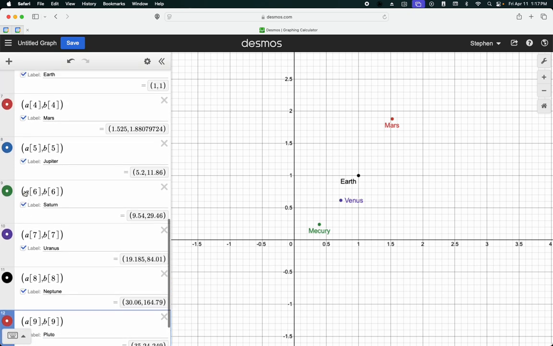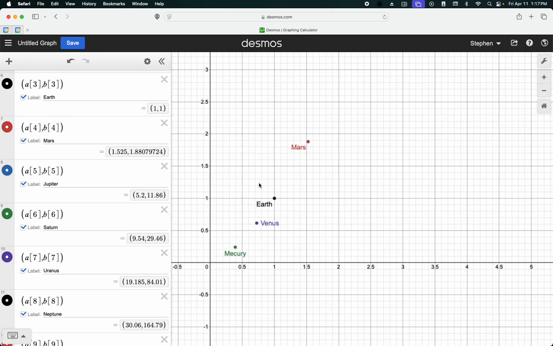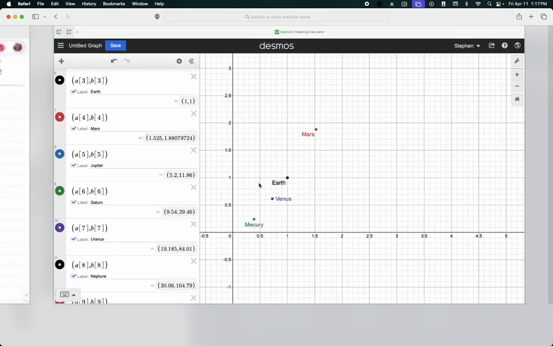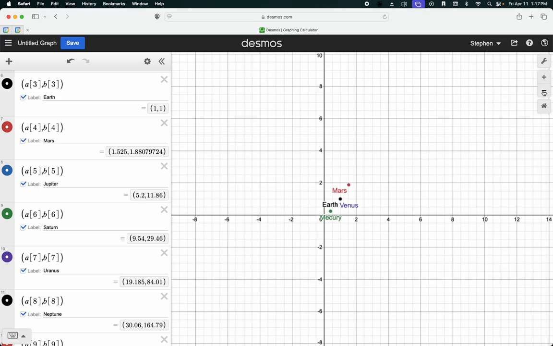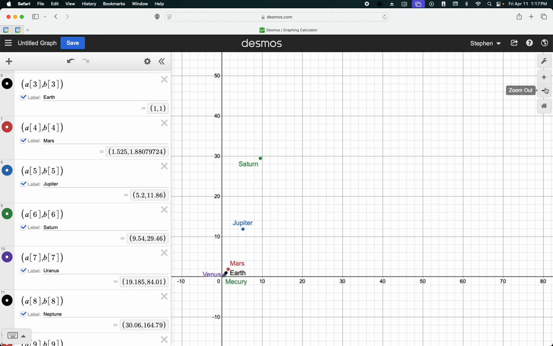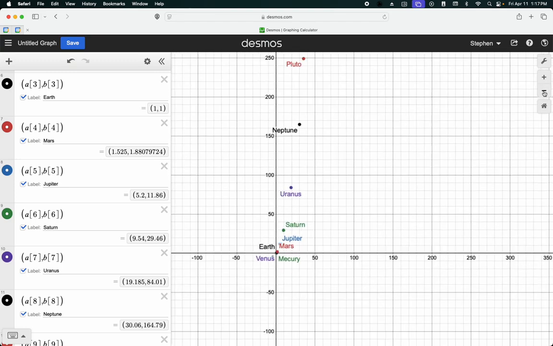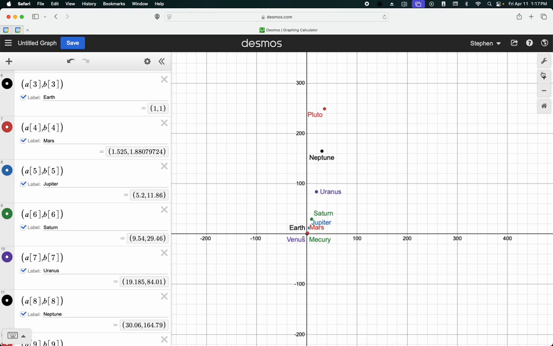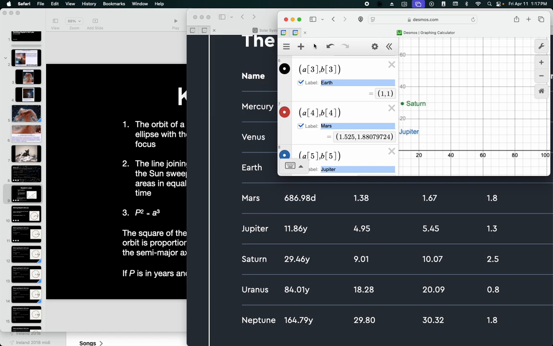All right, so by labeling, this ordered pair allows me to add a label, and then I can give it an actual name instead of just the data points. But here again, this is a linear scale. If I zoom in enough to see the rocky planets, I can't see the gas giants. If I zoom out enough to see everything, then the rocky planets get crammed into the corner, and I can't really see any data from them. So instead of doing a linear scale, I'm going to change to a log scale.